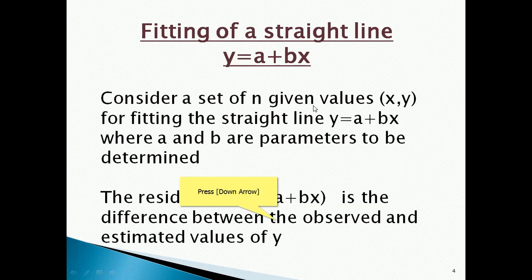Consider a set of n given values (x, y) for fitting the straight line y = a + bx, where a and b are the parameters whose values we are supposed to find. The residual R is equal to the difference between the observed values and the estimated values. Given values of y are the observed values minus estimated values. We are finding the values of y by using this relation y = a + bx. Hence these are the estimated values of y. R = y - (a + bx) is the difference between the observed and estimated values of y.